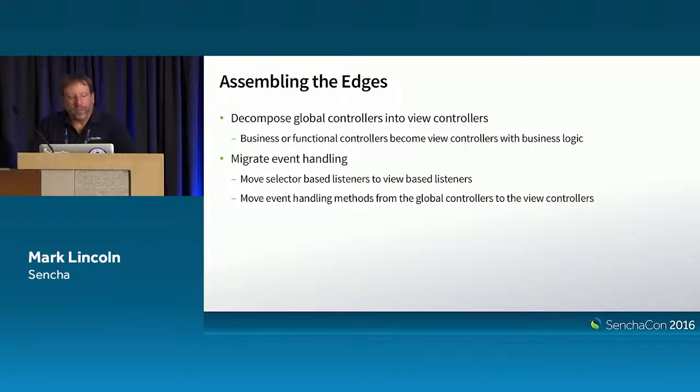Then we want to migrate our event handling. We want to move our selector-based listeners from our controllers to view-based listener configs. And in Ext JS 6, the listeners are simply defined to have the name of the method in the view controller that's going to be executed when that listener fires that event.